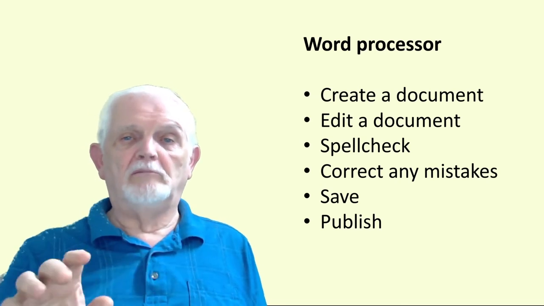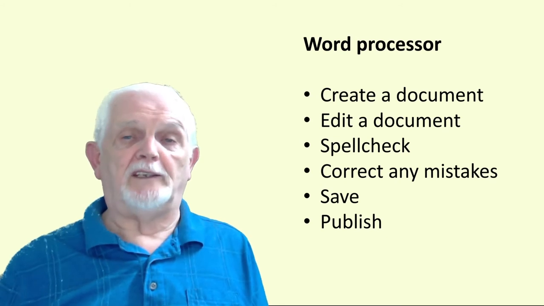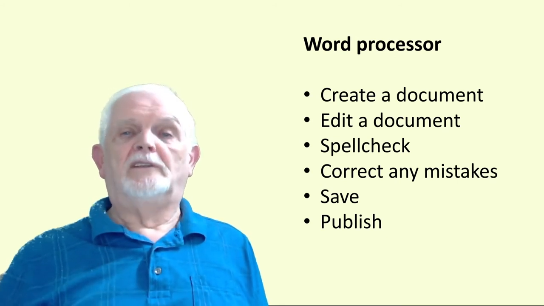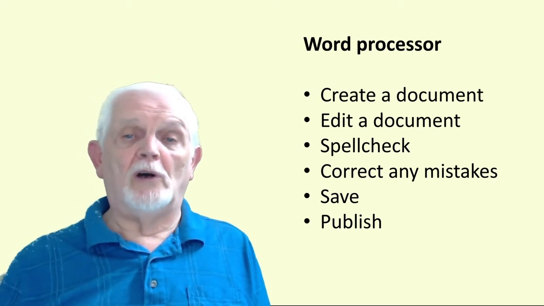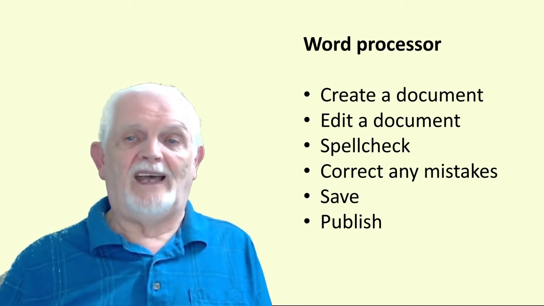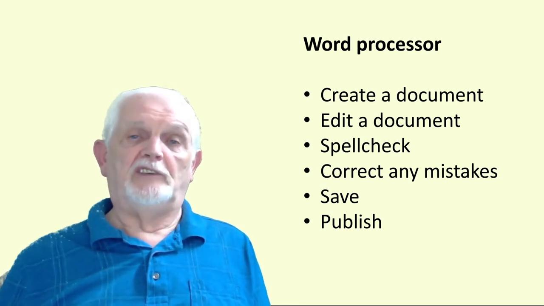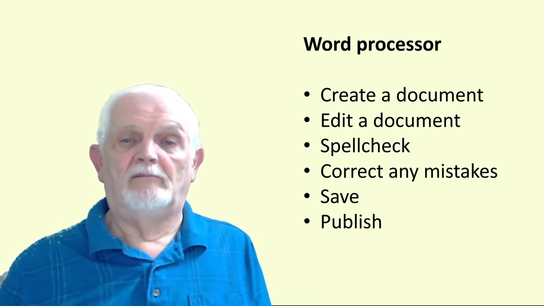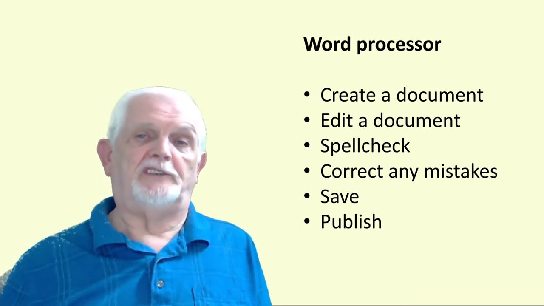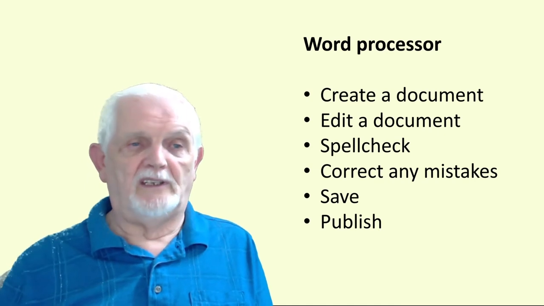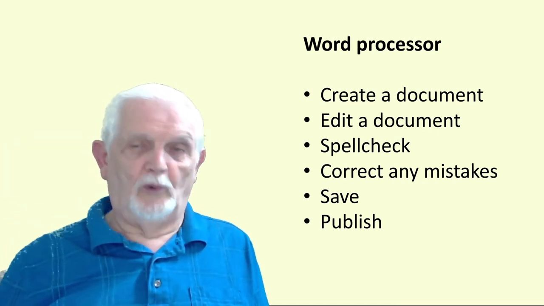You know, dear mum, broke, send a fiver. And once you've done that, you do a spell check, just to make sure it sounds logical. If anything's gone wrong, you can amend it, add to it, change any mistakes and so on. And then if you're finally finished, you can save that document. So it's sitting in your hard disk, and then you can publish it. You know, print it out or send it as an email or whatever. So that's the process for word processing.